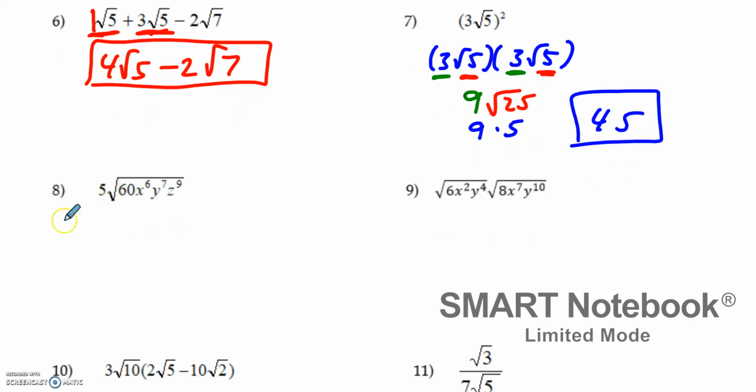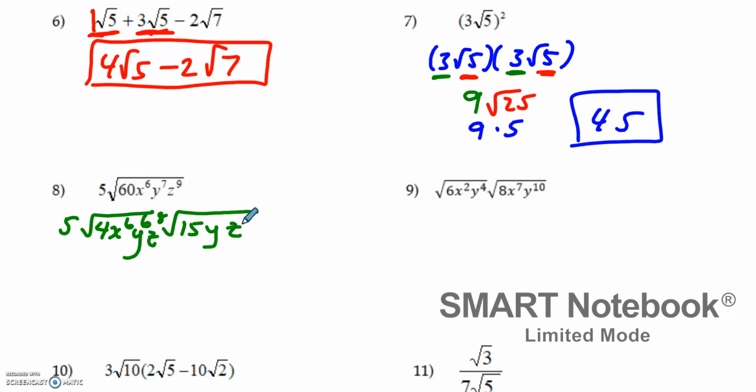Number 8, we have this 5 multiplying in front, but this radical can be split into perfect and non-perfect piles. So if I look at 60, the biggest perfect square that goes into 60 is 4 times 15. X to the 6th is perfect because the exponent is even. Y to the 7th is not perfect, but I could split that into y to the 6th and then y. Z is also not perfect because the exponent's odd, but I can make this z to the 8th and then z.